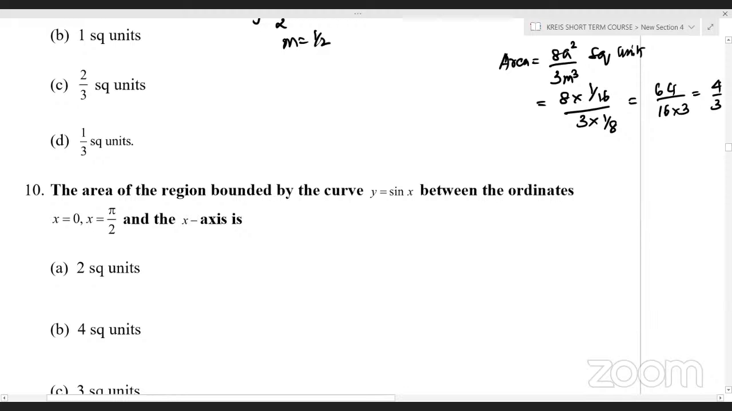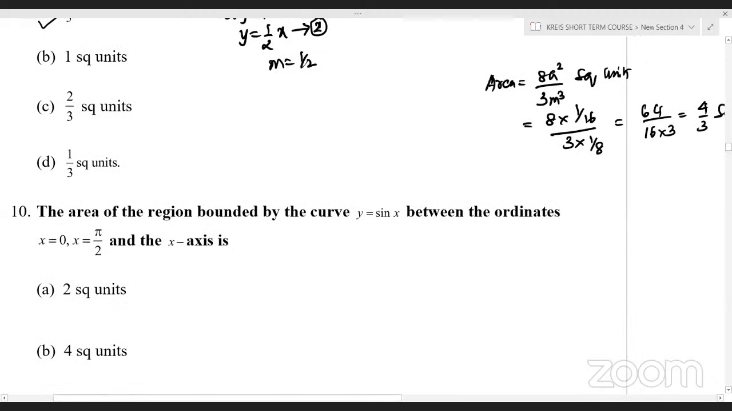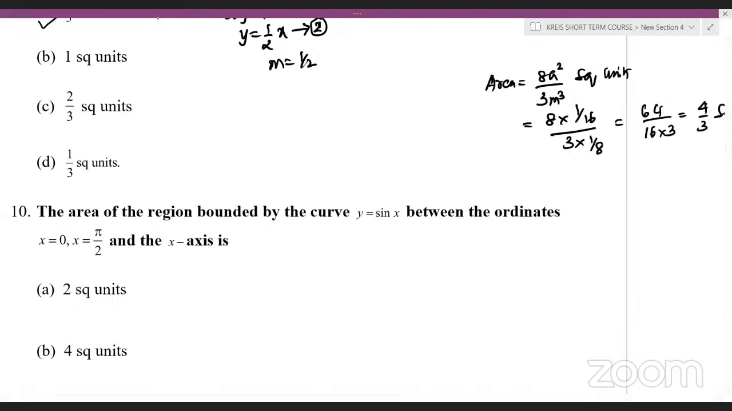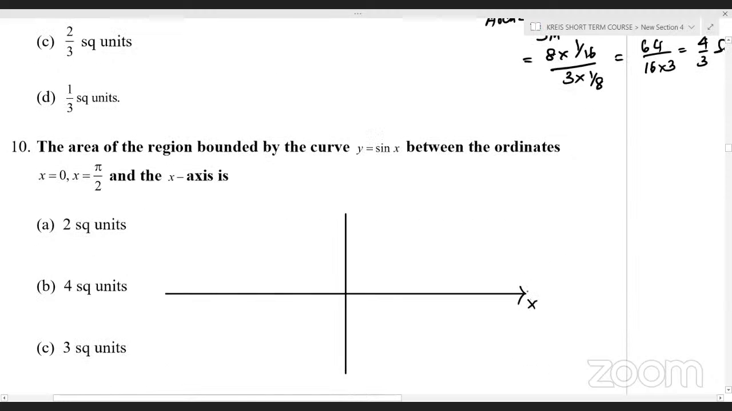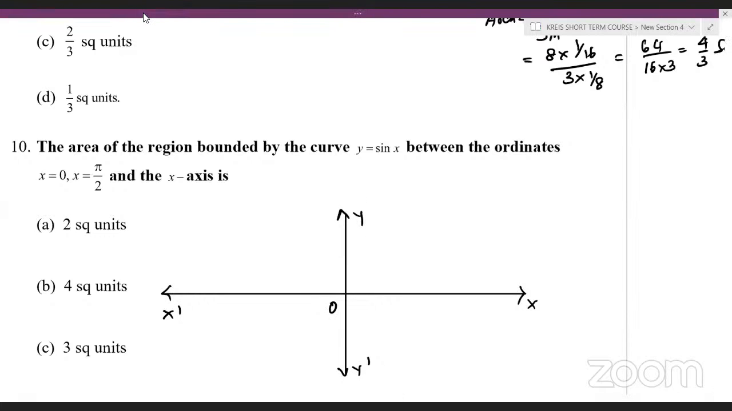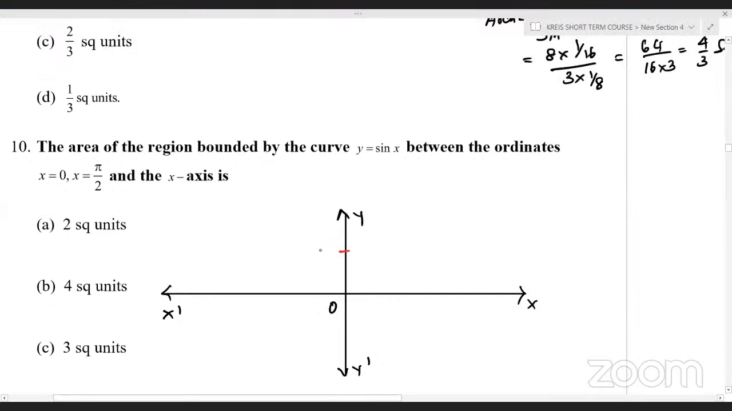Now next one, the area of the region bounded by the curve y is equal to sin x, between the ordinates x is equal to 0 and x is equal to pi by 2, and the x-axis. So here again you can just plot the graph of this one. If you plot the graph, you get the x-axis and negative x-axis, y-axis and negative y-axis with origin O. Now, the maximum value of the sine function is +1 and minimum value is -1.